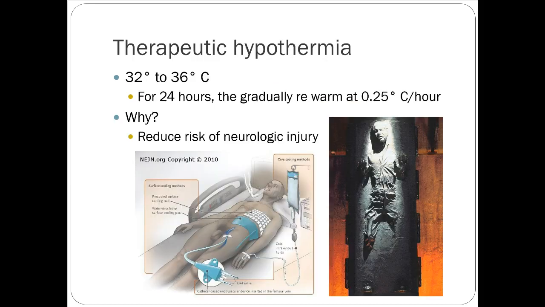So hypothermia, what we're going to do is target 32 to 36 degrees Celsius. I kind of think about it like getting frozen in carbonite, although not quite as cool. Anyway, so 24 hours, and then you usually gradually rewarm the patient at a rate of about 0.25 degrees Celsius per hour. So we have these really cool cooling catheters that go into the femoral artery like this.